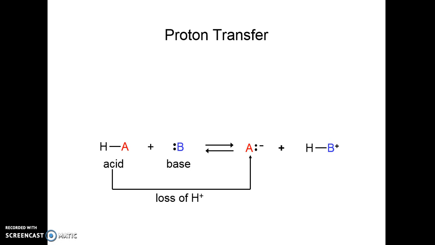Proton transfer is an acid-base reaction. Notice we're showing how an acid and a base work here. Here is the acid. It gives up the proton to form this anion. The base grabs the proton to form this cation. It's proton transfer. So it's basically loss of a proton and gain of a proton.